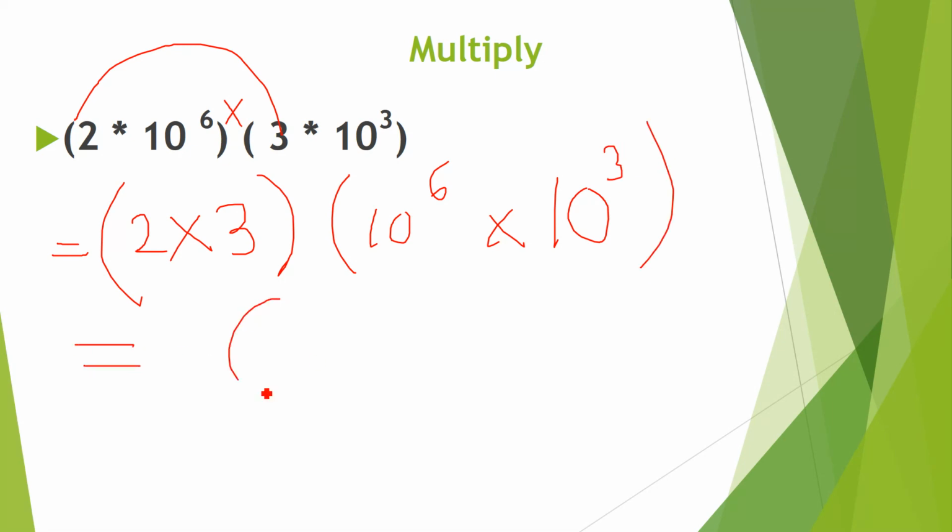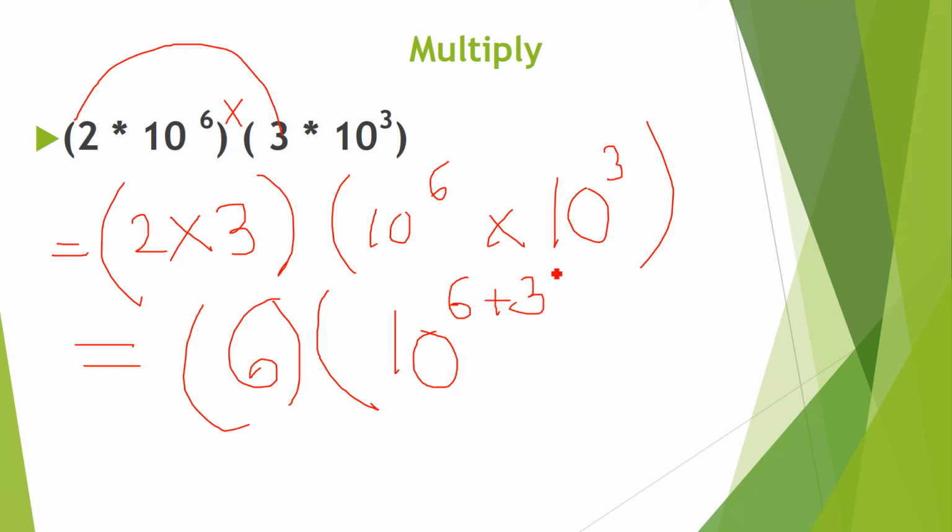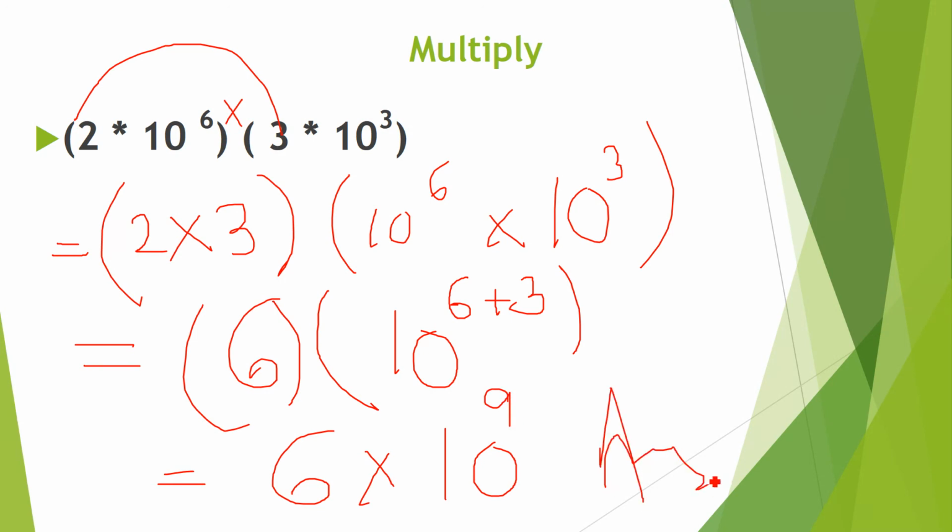Here we will write down 6, and if you want, we can do one more step. Because we have the same bases, we can add the powers, 6 plus 3, which is equal to 9. The first part is 6, which is less than 10. The second part is a power of 10, which is 9. This is the scientific notation and this is the answer.